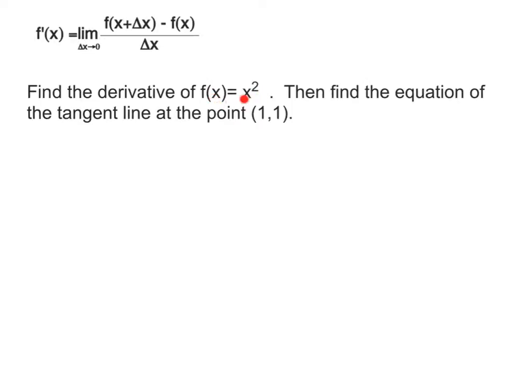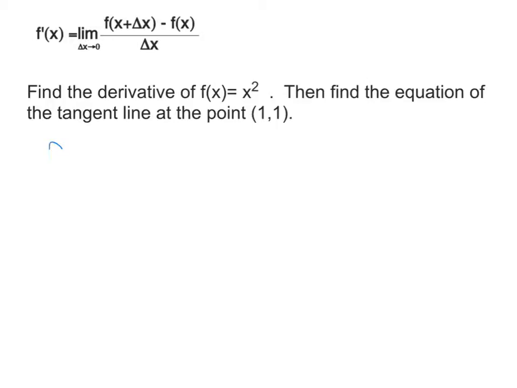When x is 1, 1 squared is also 1. So this point 1, 1 is on this parabola. We're going to find the equation of the tangent line. Remember, the derivative is the slope of the tangent line. Always remember that. Derivative, slope of the tangent line. Okay, great. So let's find this derivative.